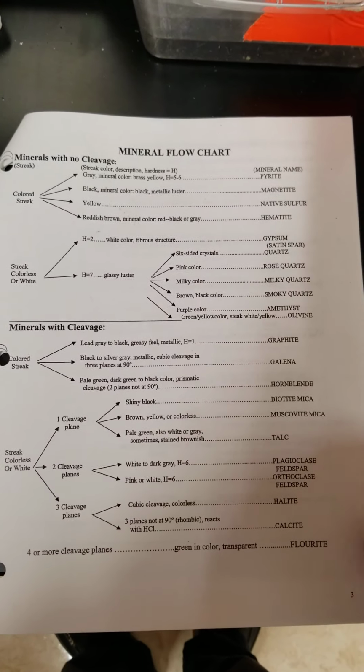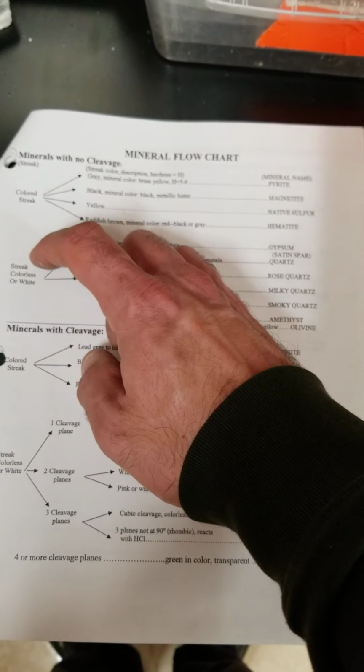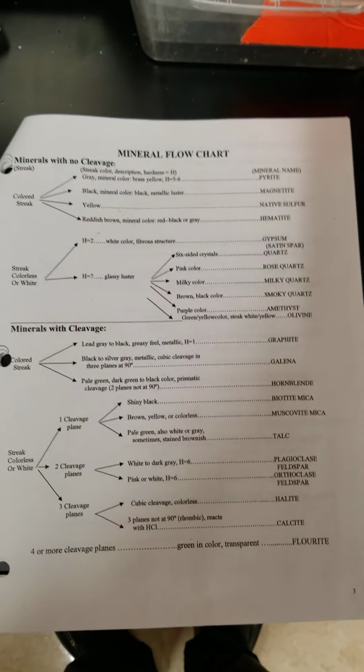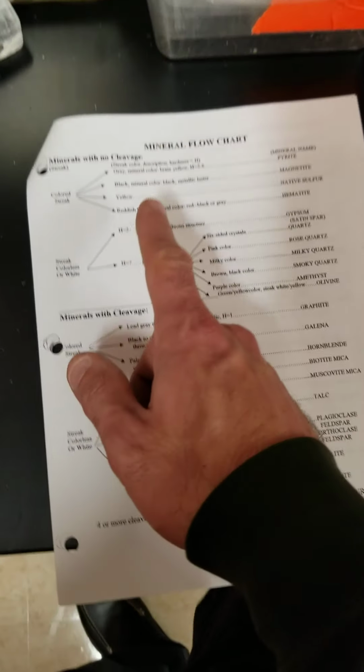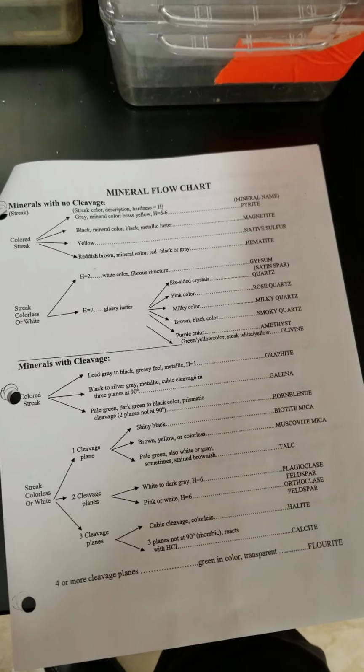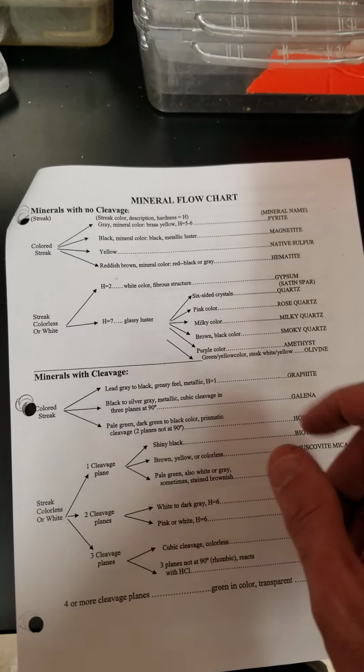The next test you look at is streak. Is it a colored streak or a white streak? So those are the ones with no cleavage. Okay, and then sometimes they give you other specific things such as colors, hardnesses. So once you make your decision, you can kind of go that way and figure out your answer.